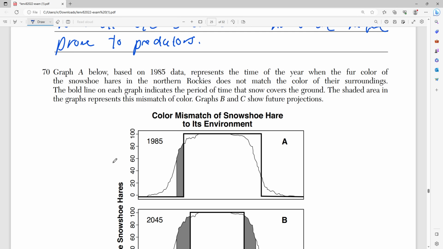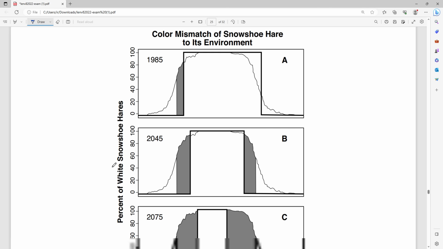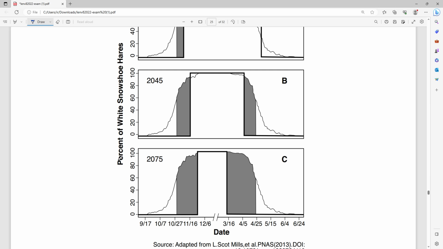fur color of the snowshoe hare in the northern Rockies does not match the color of their surroundings. The bold line on each graph indicates the period of time that snow covers the ground. The shaded area in the graph represents the mismatch of color. Okay, so what's happening here, right?